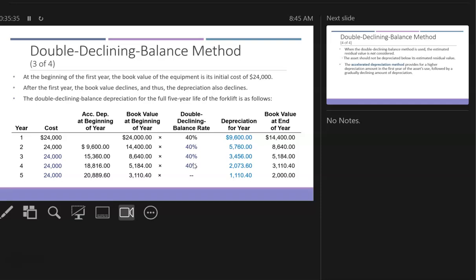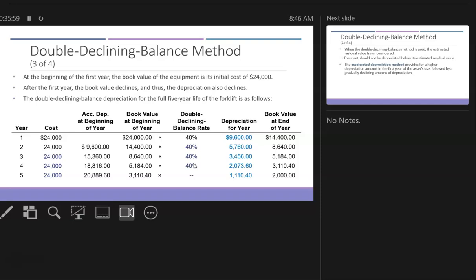Think of this, guys. What if this was 3-year property? Under straight line, if it's 3-year property, how much would we take? 1/3? If it's double declining, what will we do? Take 2/3. Does that make sense? But we only take 2/3 of the cost.